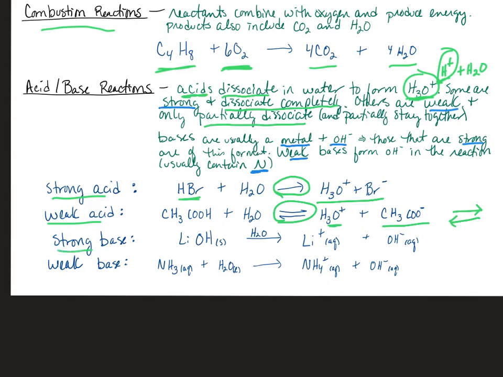Next we have weak bases, or strong bases, excuse me. And that would be something like LiOH, NaOH, Ca(OH)2. Those are all strong bases, and they separate into Li+ and OH-. But on weak bases, when we have a weak base, like NH3 and H2O, you might say, why is that arrow not a double arrow? Guess what? It should be. And so we end up with NH4+ and OH- there as well.